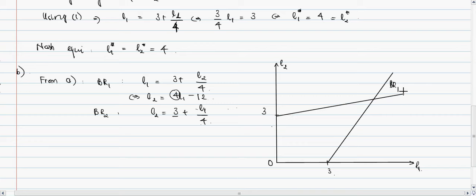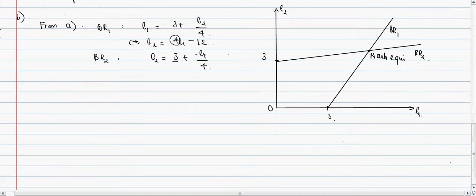So I will just do a random one like this, and I'll say this is the best response function for person 2. Okay, now the intersection of best response functions for the 2 people will be the Nash equilibrium. Okay, so this here is the Nash equilibrium. Okay, so we're done. Now part C.